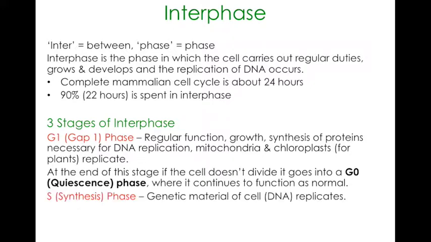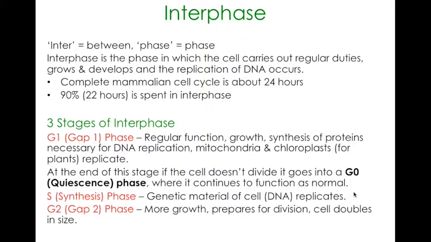After it grows, performs its regular function, and has all the important parts for DNA to replicate, it enters into the synthesis phase. In this phase, the genetic material of the cell is going to replicate. And so the cell increases its genetic material, and it doubles the number of DNA that it actually has in its nucleus. After that, it then prepares to divide.